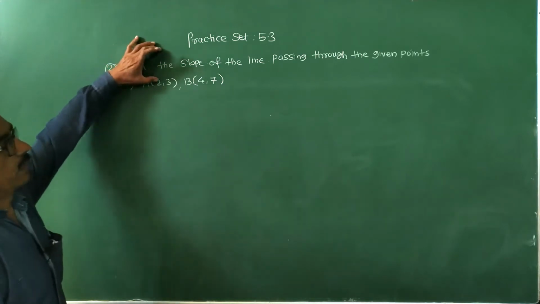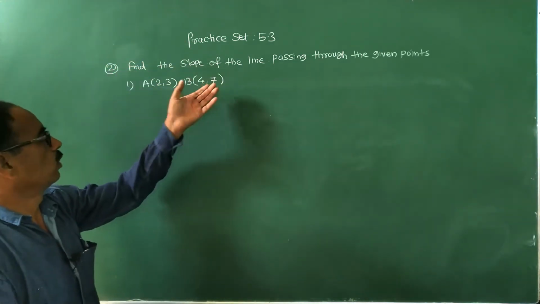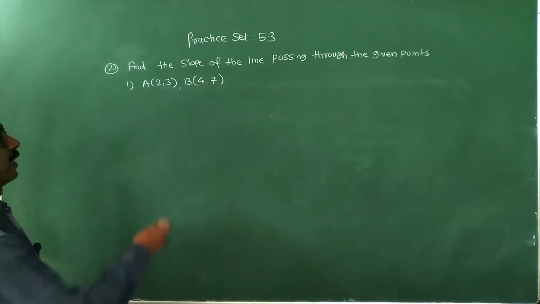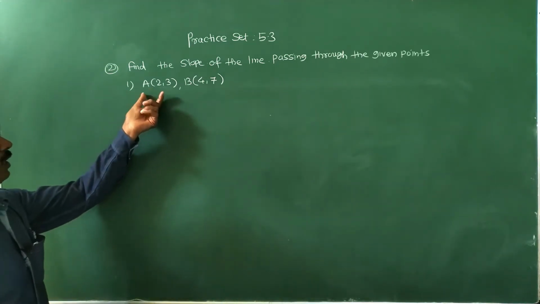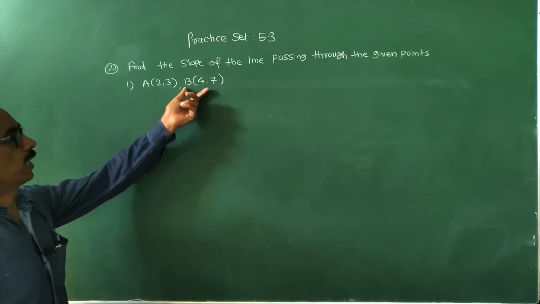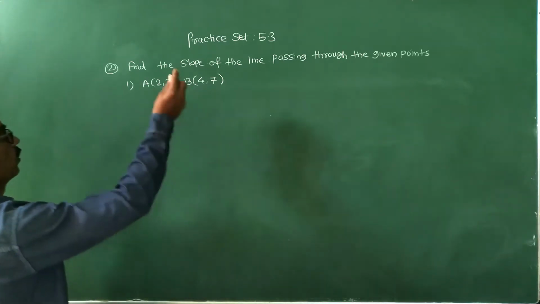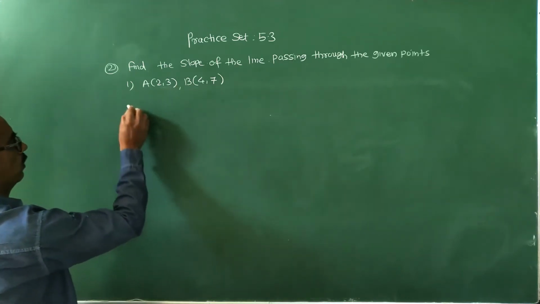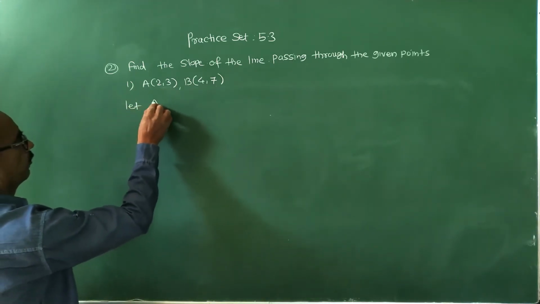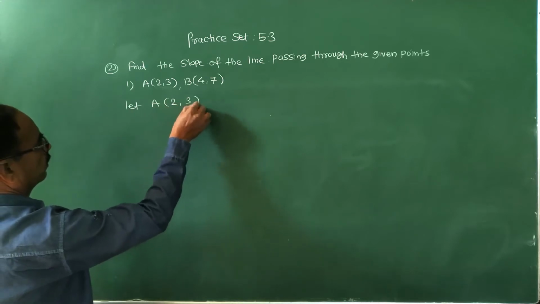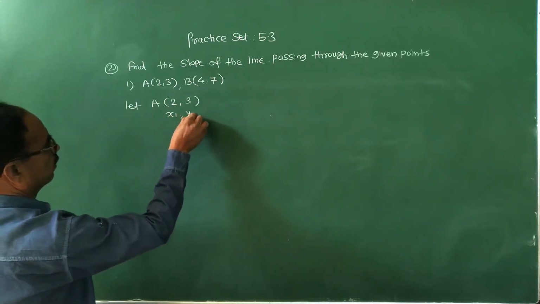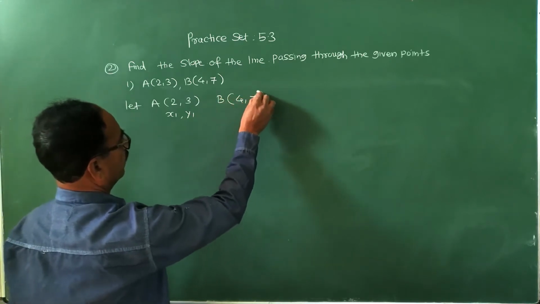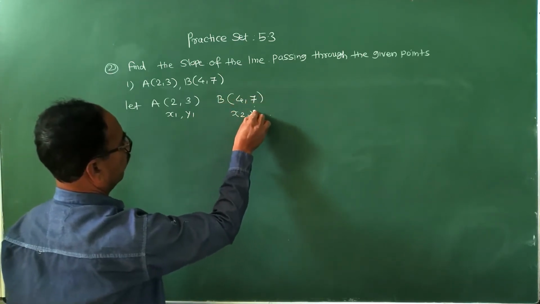Here we have to find the slope of the line passing through the given points. आपल्याला काही पॉईंट दिलेले आहेत आणि आपल्याला त्यांचे स्लोप काढायचे आहेत. फर्स्ट एक्झाम्पल इज गिवन, दॅट इज पॉईंट ए, दॅट इज (2, 3) and B is (4, 7). So we will consider this x1 y1, this is x2 y2. Let A, the point (2, 3), we will consider as x1 and y1. Then point B (4, 7) has x2 and y2.